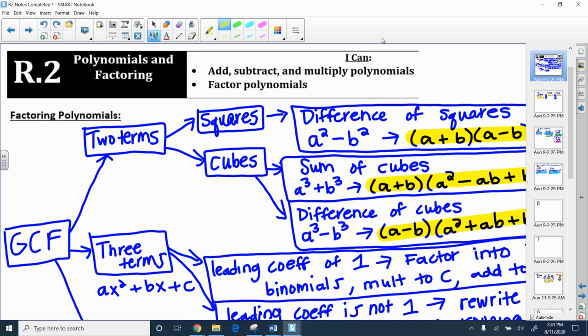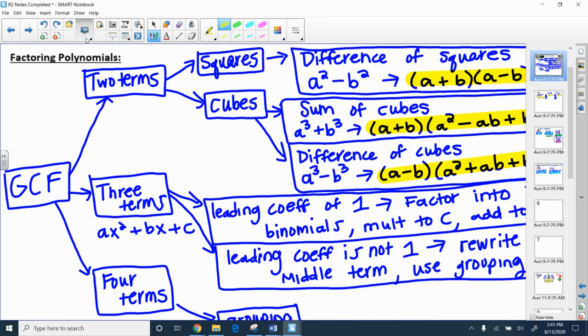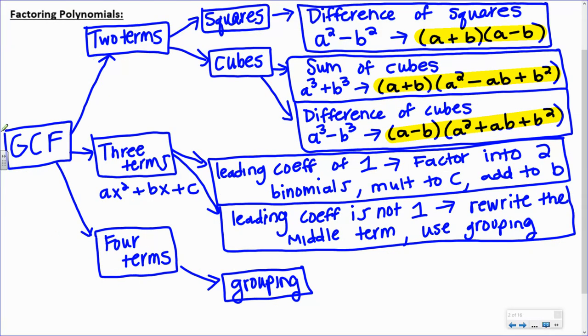Right, so in these notes, we're going to be finishing up the R2 notes. So earlier we looked at this flow chart here. So we always check for a GCF first if there is one. And then how we factor depends on whether there are 2 terms, 3 terms, or 4 terms. The first examples we're going to see in this video are where we have 4 terms. So anytime there's 4 terms, we're automatically going to use grouping.